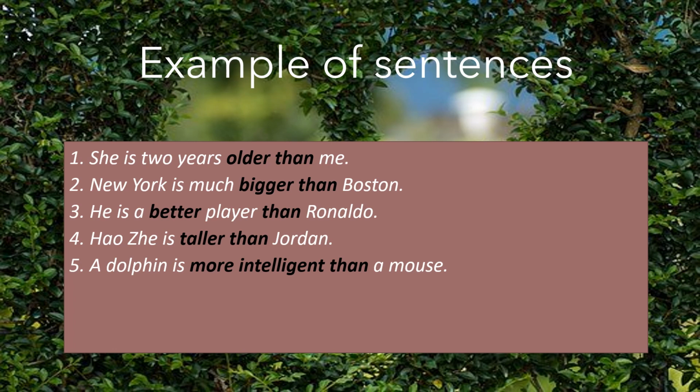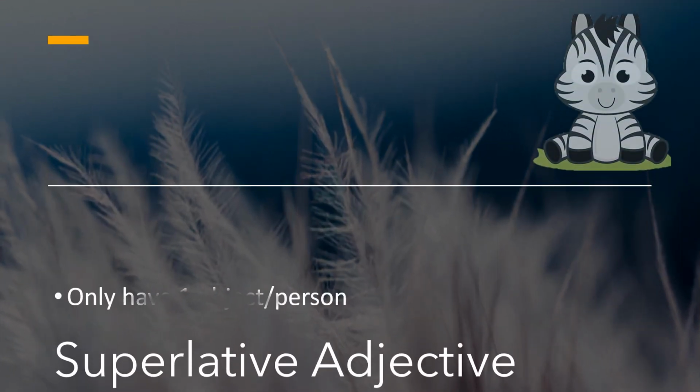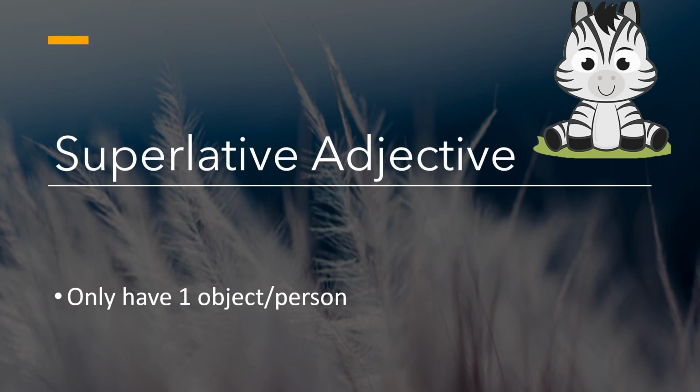Number 4, tall. Tall is one syllable, so the sentence will be like Howard is taller than Jordan. Number 5 will be three or more syllables, intelligent, right? So for a dolphin, we have to add more: intelligent than a mouse. I repeat, a dolphin is more intelligent than a mouse. I believe that you have mastered the comparative adjective.